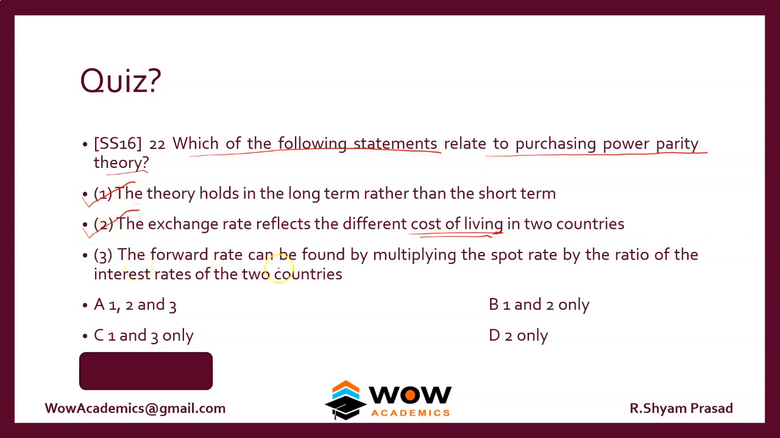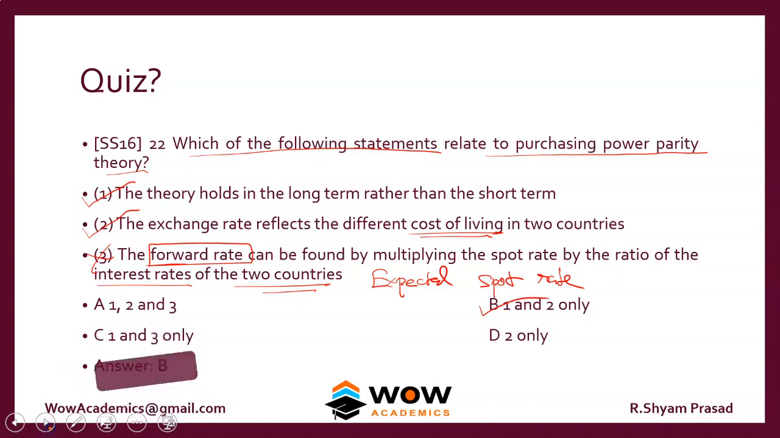The forward rate can be found by multiplying the spot rate by the ratio of the interest rates of the two countries. No, this is not the option, because we can't find the forward rate. What we can find out is the expected spot rate. Okay, so this is wrong. So we'll check the answer. The answer should be 1 and 2, so the answer is B.